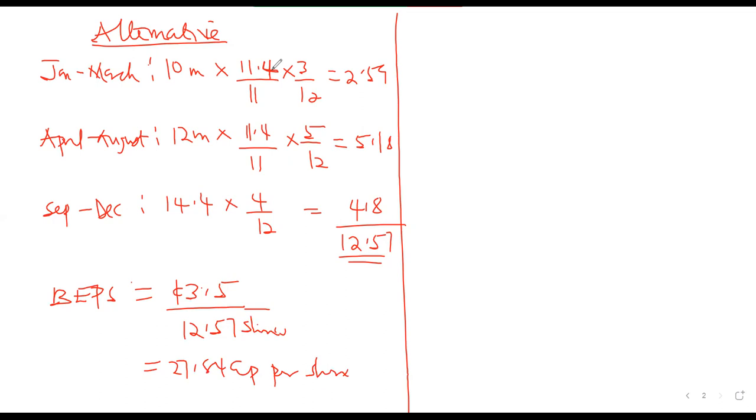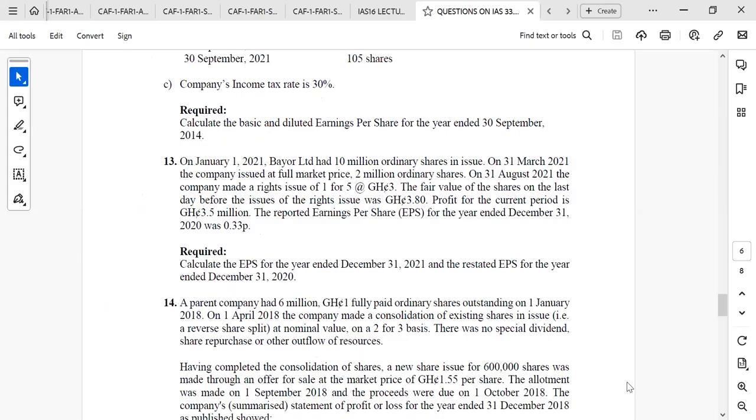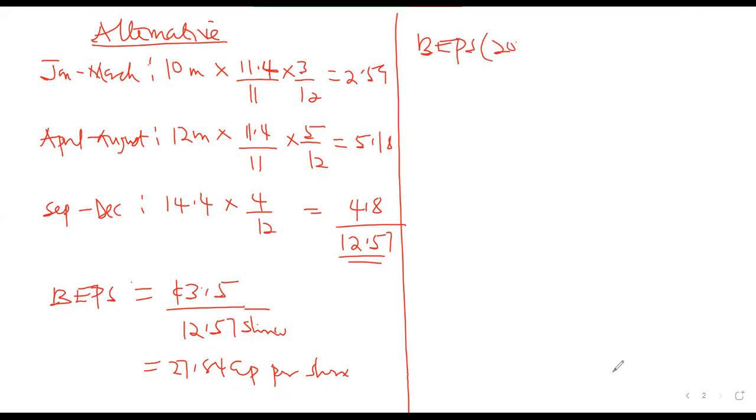They are asking us to restate last year's earnings per share, so earnings per share for 2020. Basic earnings per share for 2020 will be calculated as the figure given to us, which was 33 GP. Then we now multiply it by this fraction. We turn it upside down: 11 over 11.4. What are we having? That's 1.84.